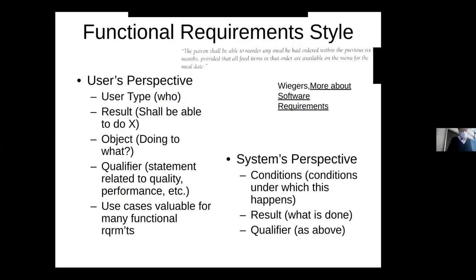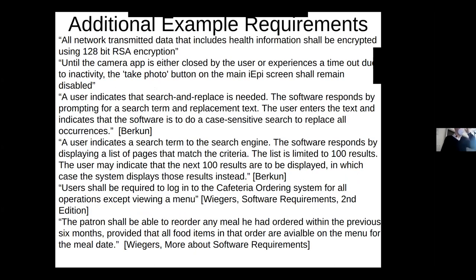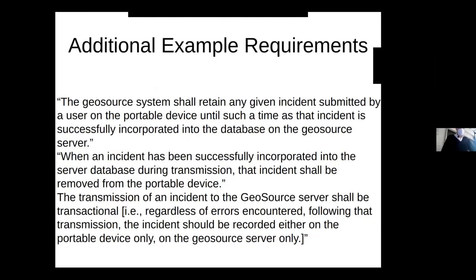In the last minute or so here, I'll note that older school work made use of what are called functional requirements, which were documented typically in a system requirements document written in a clear, prescriptive style. You know, the patron shall be able to reorder any meal he or she had ordered within the previous 6 months, provided all food items on that order are available on the menu for the meal date. These are very stylized descriptions of what shall be guaranteed by the system. And I've given you a bunch of examples here, as I have for user stories as well.